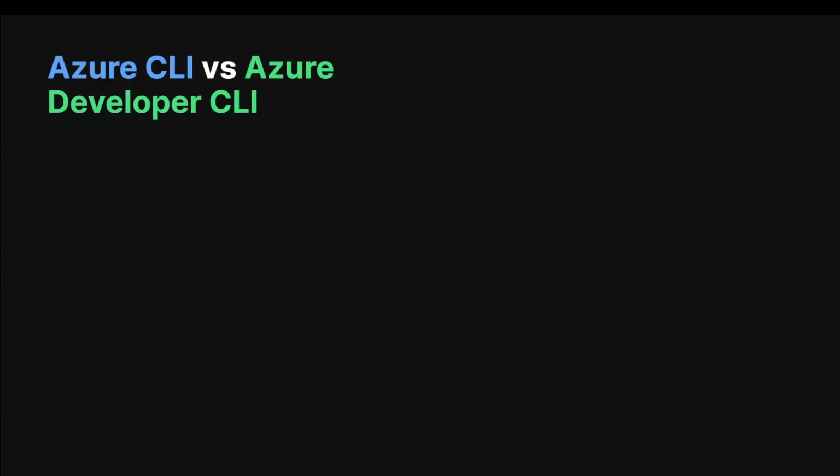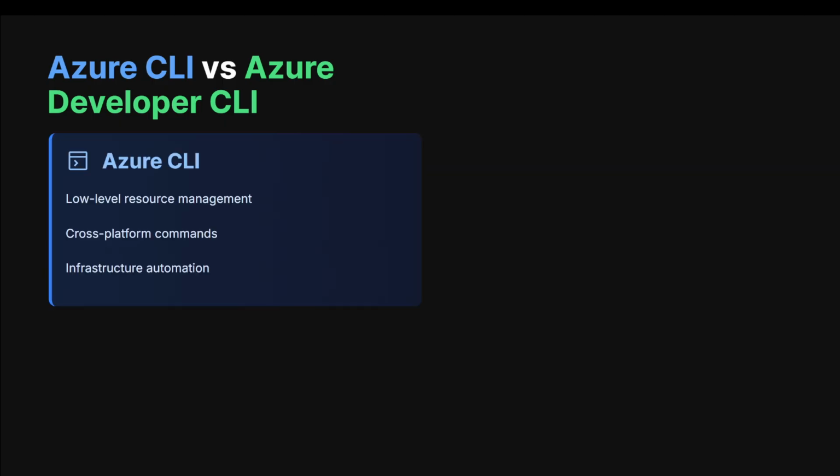And what is the difference? I've been talking about the Developer CLI and the Azure CLI, so let's look at the difference. One thing is that the Azure CLI, as I said, is the low level. It helps you to manage resources.